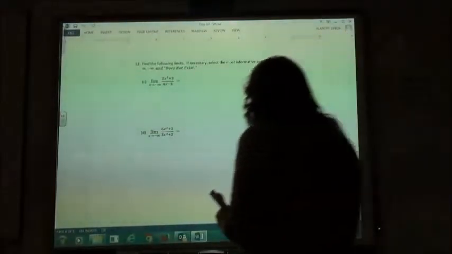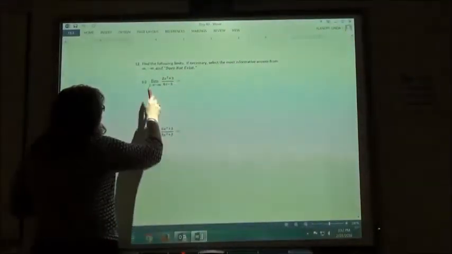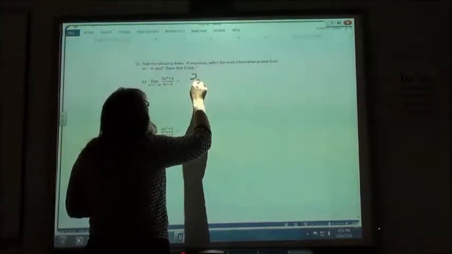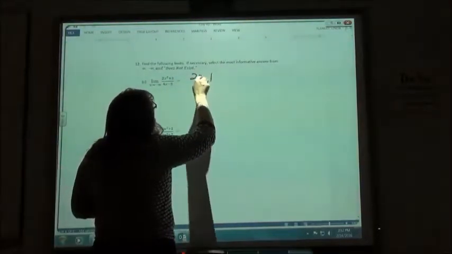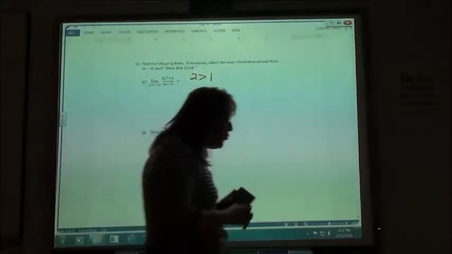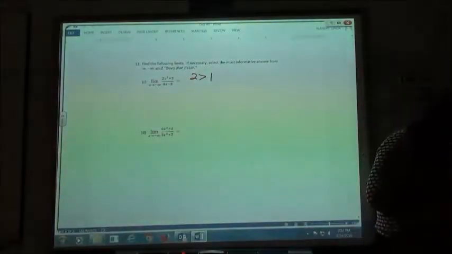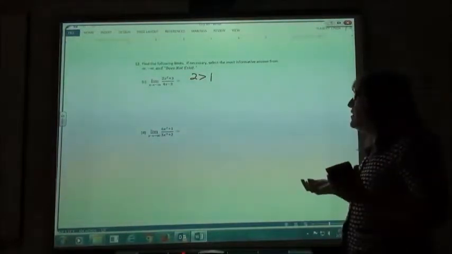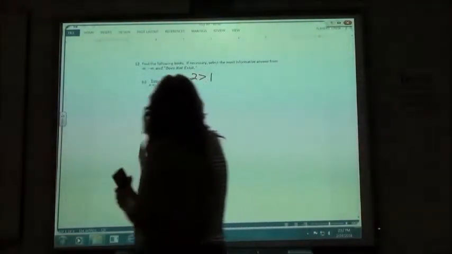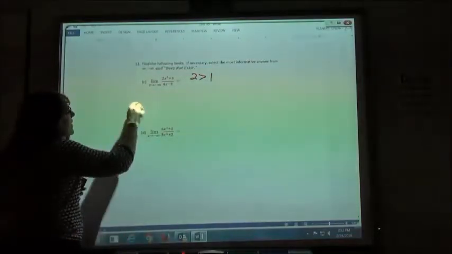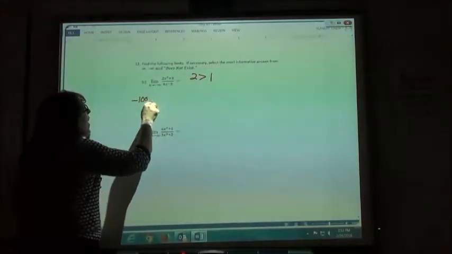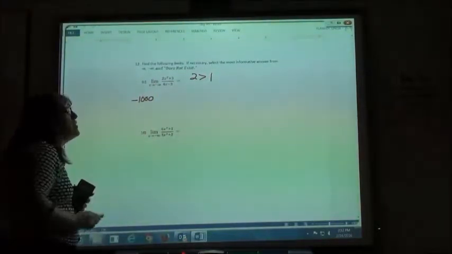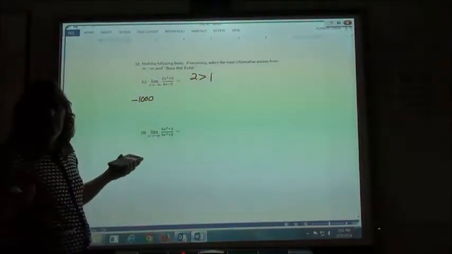Number 12, I'm checking my limit as x approaches negative infinity. This time the degree of the top is 2, the degree of the bottom is 1. So the degree of the top is greater than the degree of the bottom. So if the degree of the top is greater than the degree of the bottom, again, this is one I have to check. I'm approaching negative infinity, so I'm going to use negative 1,000 again. So if it's negative, I use a negative number. If it was positive, I'd use a positive number. And you want to use a fairly big number.